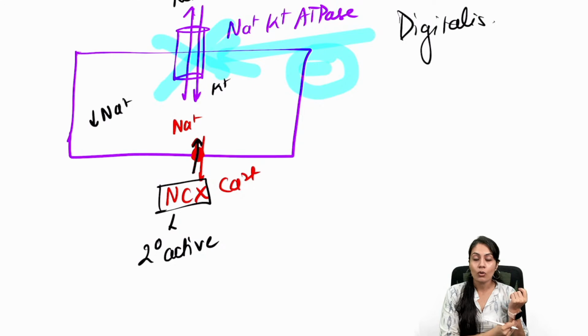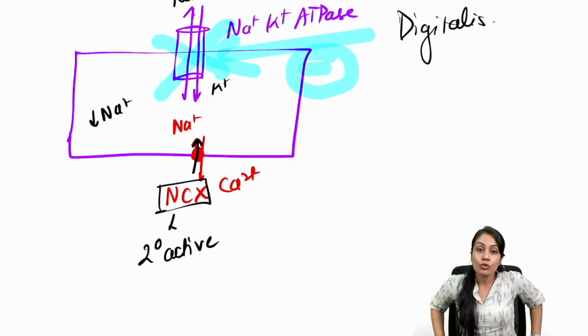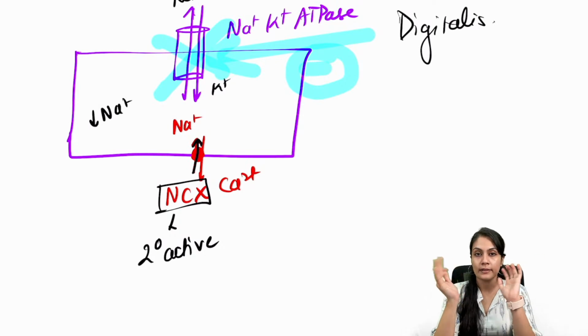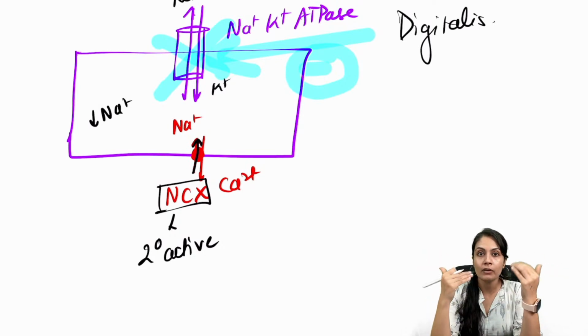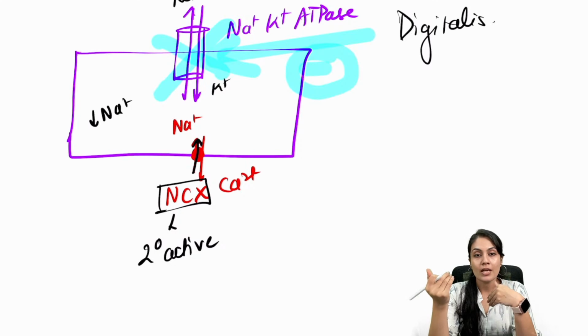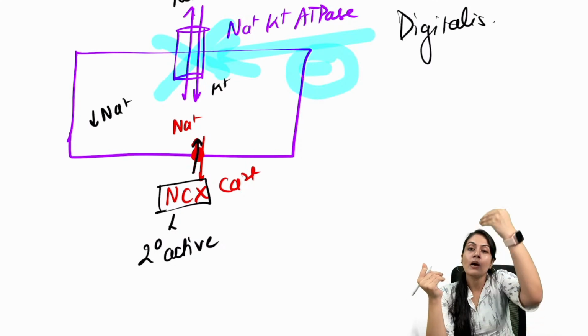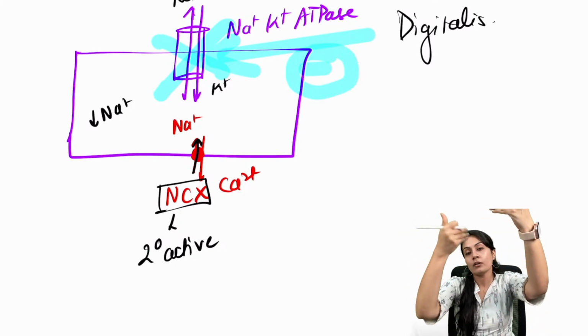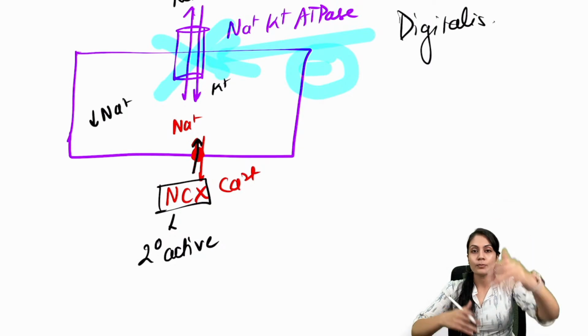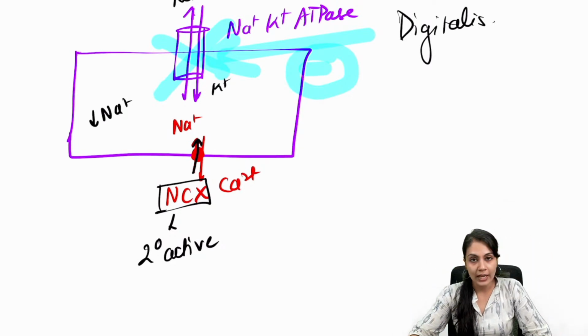electrochemical balance. But out of these two, electrical and chemical, the electrical one is preferable. So that's why when we are bringing the sodium in, we are going to exchange that with the calcium. That means I'm going to throw the calcium out.